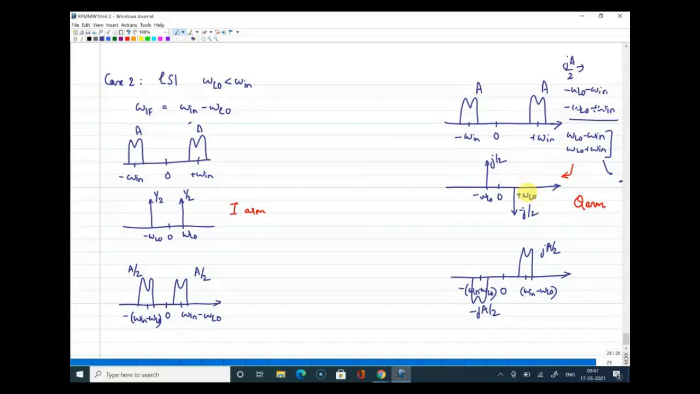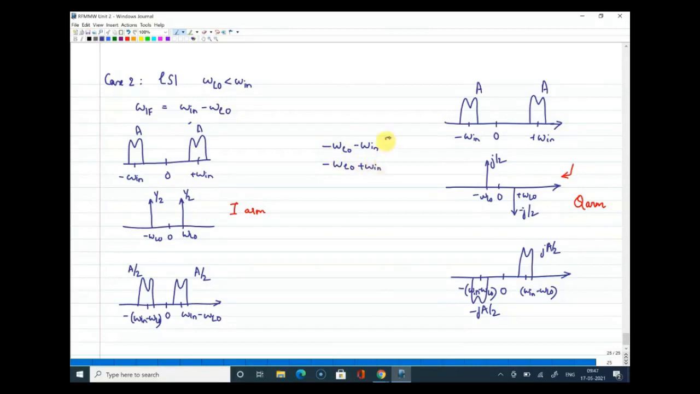Sorry, this is not minus omega LO. This is minus omega LO minus omega in and minus omega LO plus omega in. Sorry, I made a mistake here. Very sorry. I'll just rewrite it. So the first frequency components will be minus omega LO minus omega in and minus omega LO plus omega in.